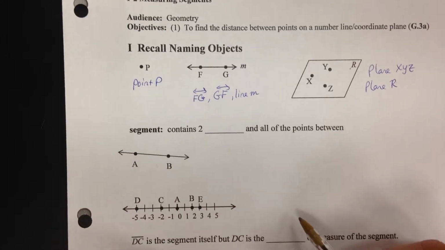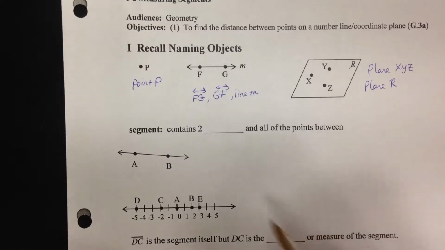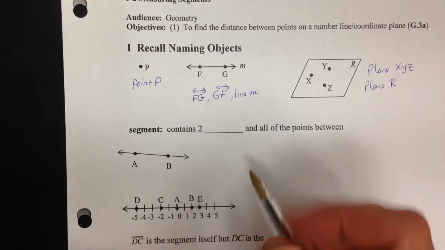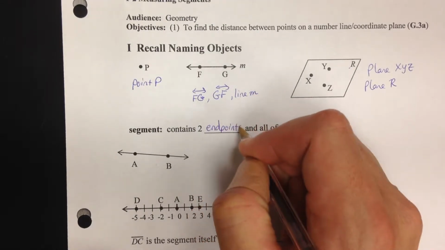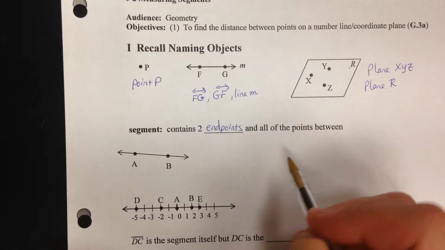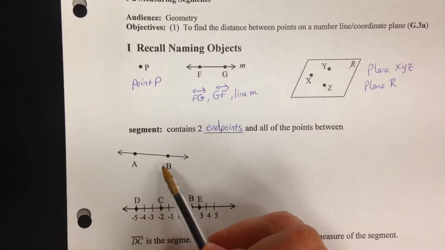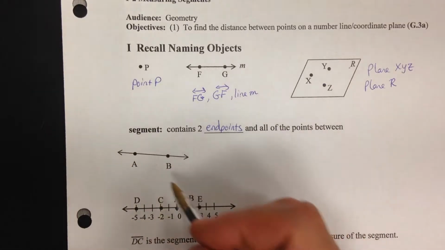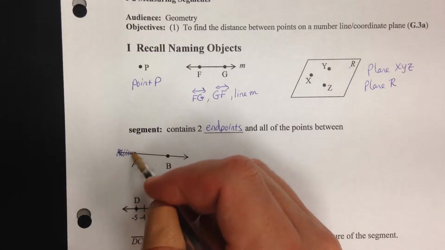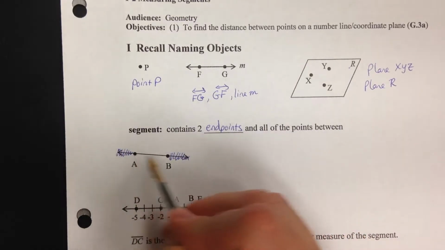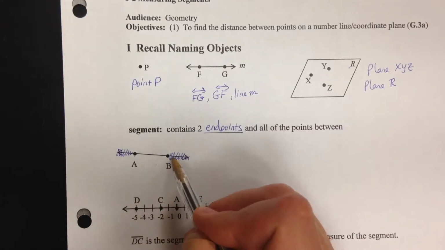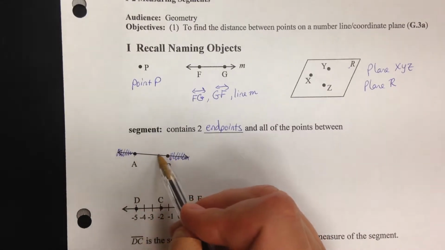Now, what we're going to talk about today that's new is a segment, a line segment. The definition of a segment is that it contains 2 endpoints and all the points between. So here you're looking at a line, you're looking at AB. However, if we take off the arrows, and we only pay attention to the 2 endpoints, these would be the ends, A and B, and then all these points between.